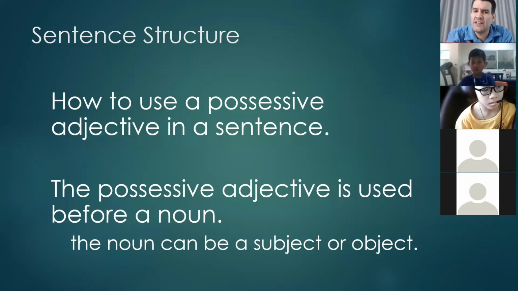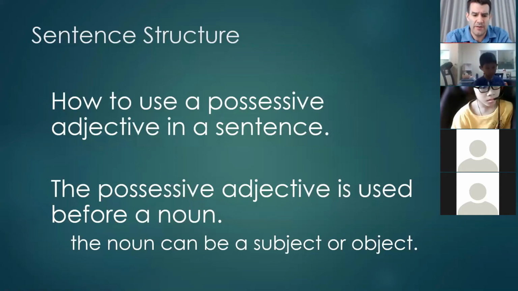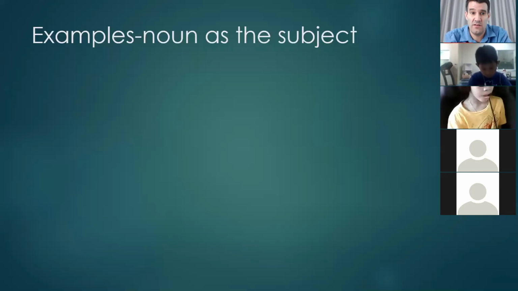So possessive adjective is used before the noun. You must find the noun. A noun is something you can touch with your hands usually. And the noun can be the subject, the person doing the action, or can be the object, what the action is done to. I will show you examples to try to explain better. So examples. So if the noun with a possessive adjective is the subject, it is the first noun.